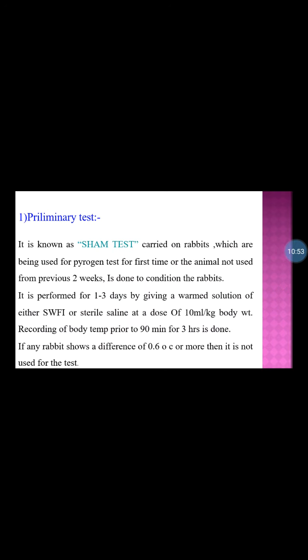The preliminary test is also known as the sham test, which is carried out on rabbits being used for the pyrogen test for the first time, or animals not used in the previous 2 weeks. It is done to condition the rabbits. It is performed for 1 to 3 days by giving a warm solution of either sterile water for injection or sterile saline at a dose of 10 ml per kg body weight.